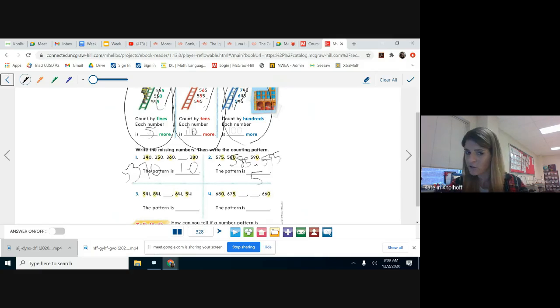All right, number 3. Number 3 is pretty easy. This is the one I said is the easiest one because the hundreds place is changing. Okay, so that's the only one we're looking at. Okay, 941. Oh, but it's going backwards, so it can be a little tricky. So what I told my class is if you notice it's going backwards, don't pay attention to that. Just start here and go this way. It'll help.